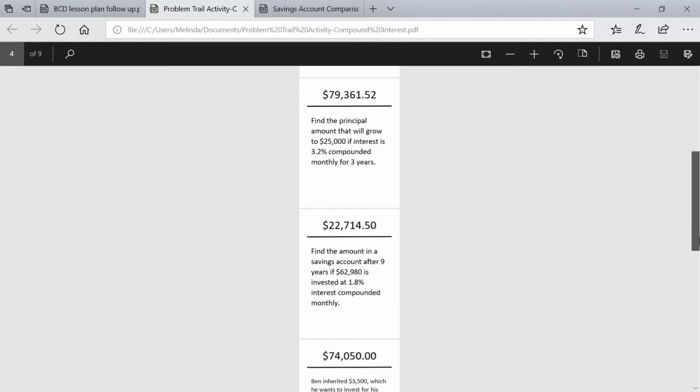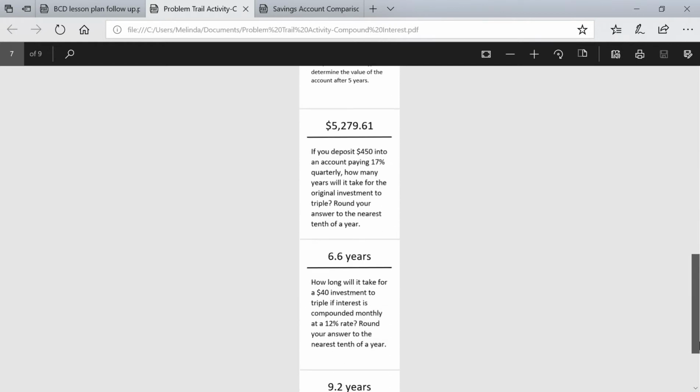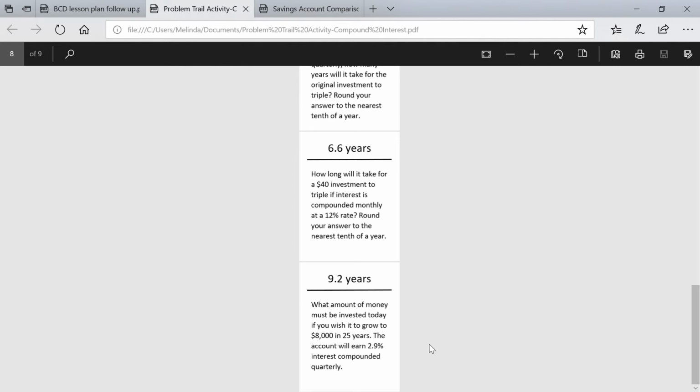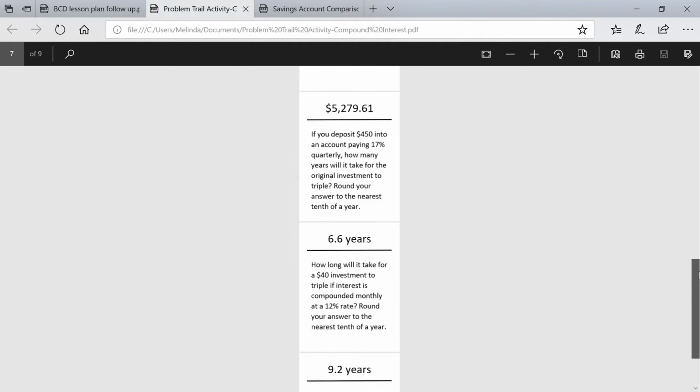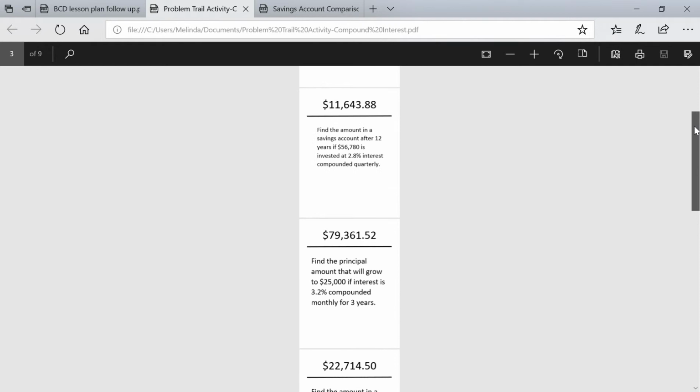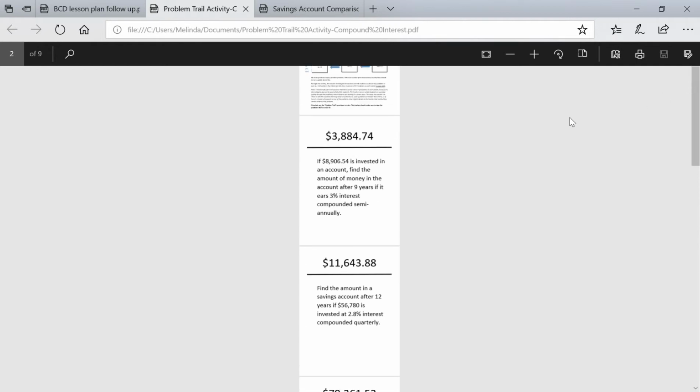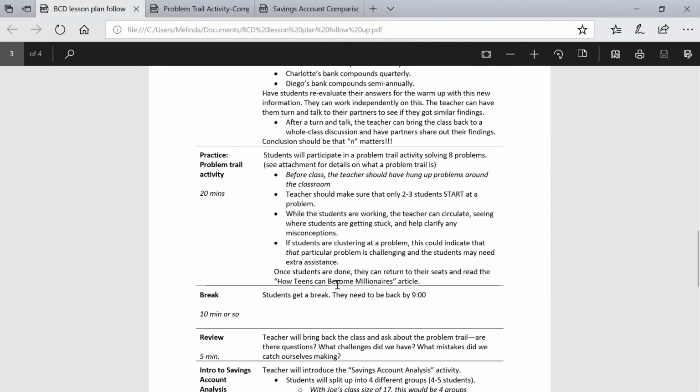There's 8 problems and they all lead to one another. The last question will lead to the first question up here. So that is the gist of a problem trail. Back to the lesson plan.